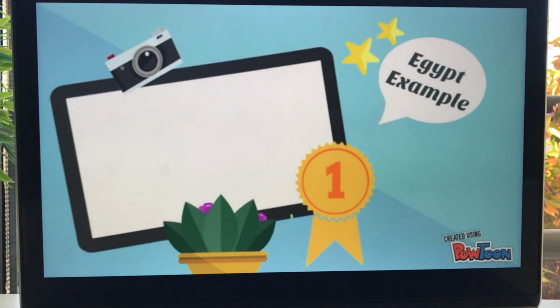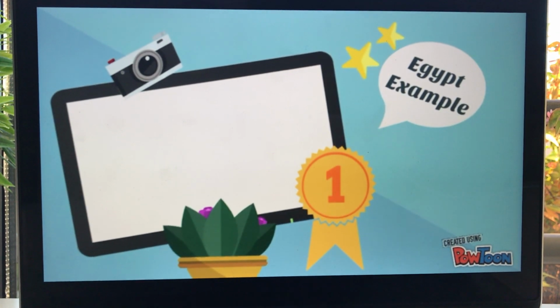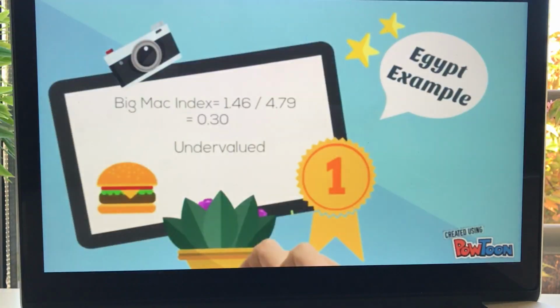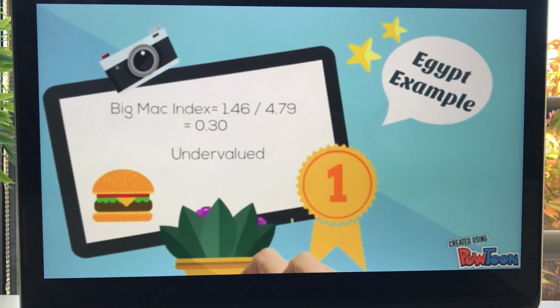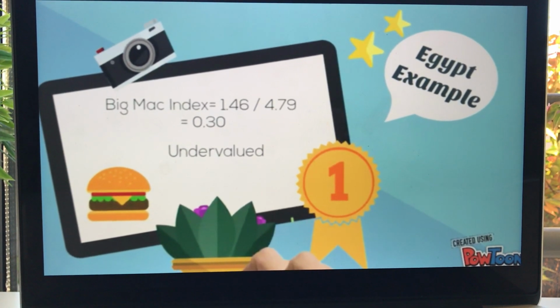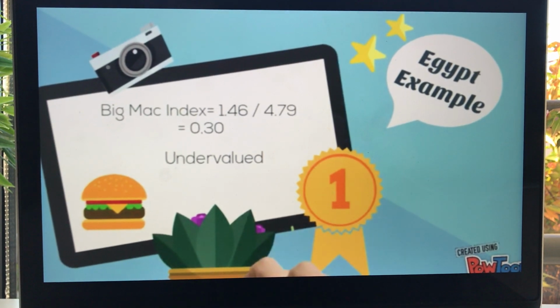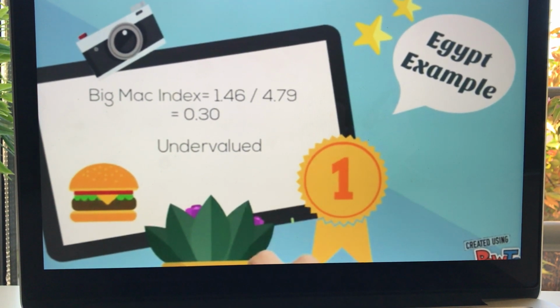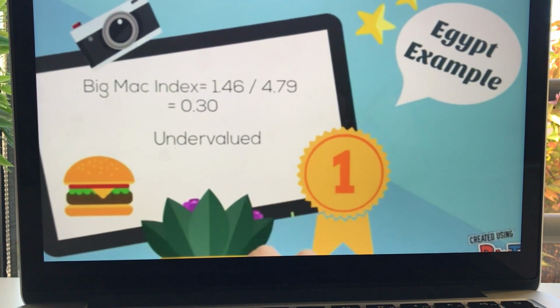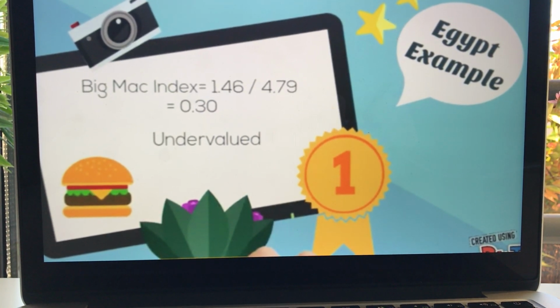To calculate Egypt's Big Mac index, we take the price of a Big Mac in Egypt, which is $1.46, and divide it by the price of a Big Mac in America, which is $4.79. This tells us that the Big Mac index is 0.30. This means that the Egyptian pound is currently undervalued against the American dollar.